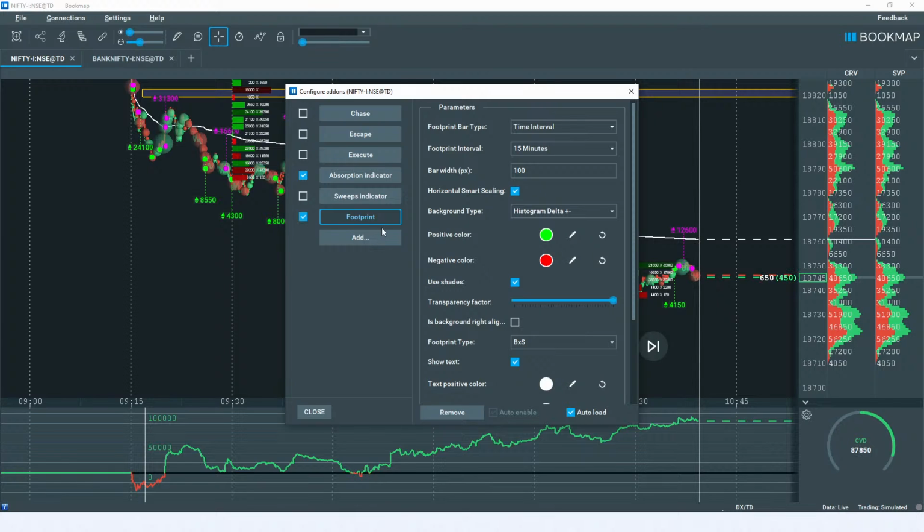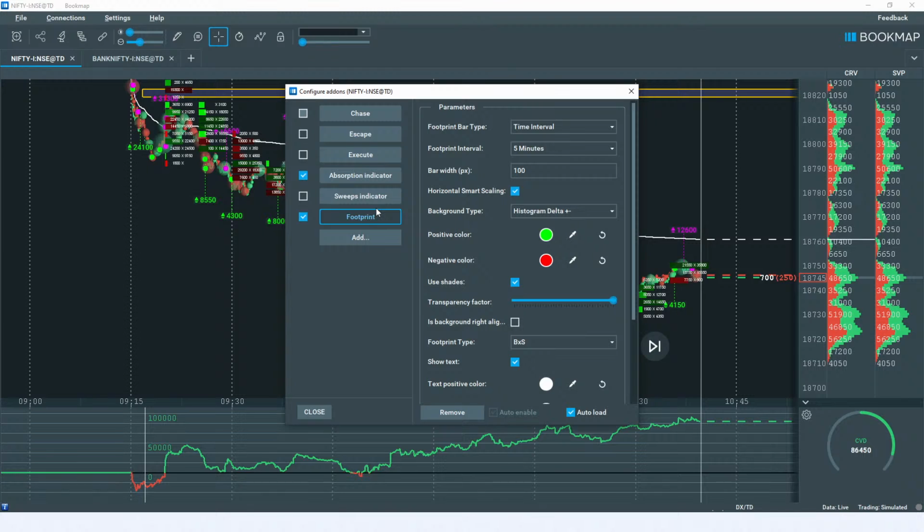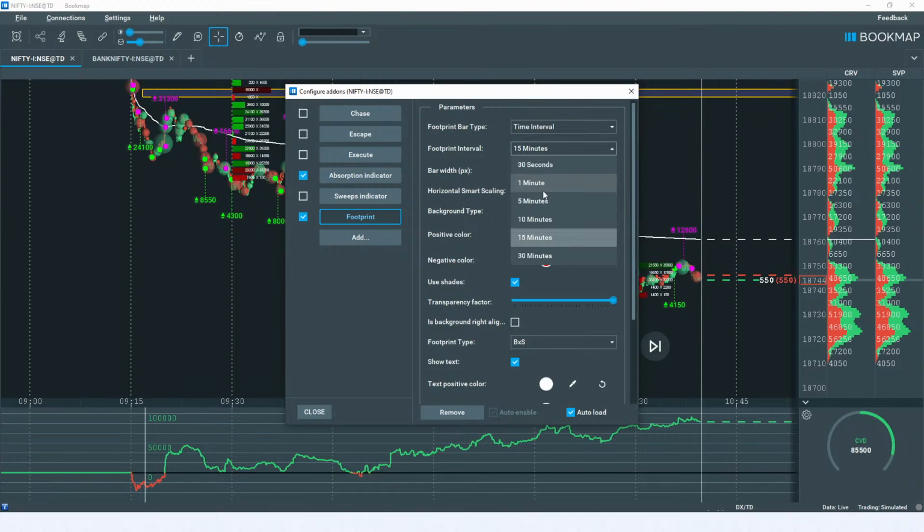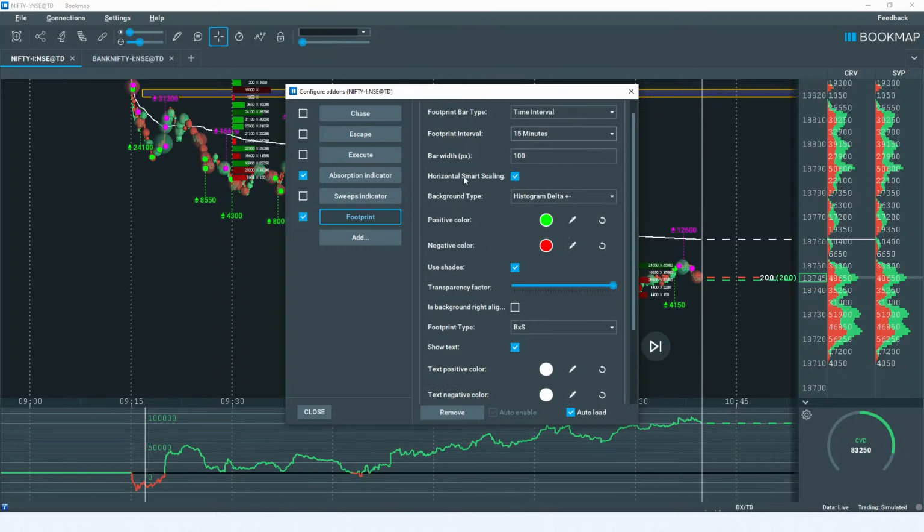If I just enable the footprint charts, I have enabled the time interval mode, and again I want to tell you this footprint interval right now is at 15 minute. You can make it 5 minute if you are observing the price action in the 5 minute. I usually do it in 15 minute, but you can do it in 5 minute as well based on your time interval. And horizontal scaling, try to enable this. It will help you to smartly align the text size and everything according to your zoom in and zoom out actions.